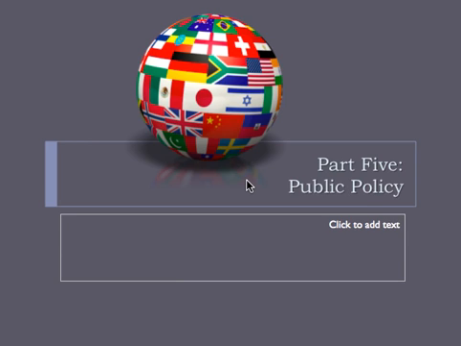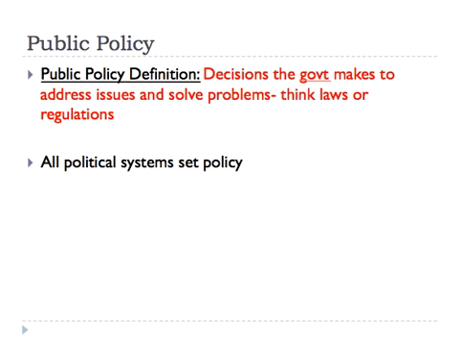Part 5 of the Intro to Comparative Public Policy. Your definition here: decisions that the government makes to address issues and solve problems, all the laws and regulations put in place to solve those problems.